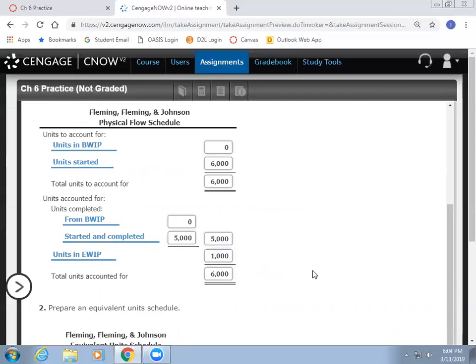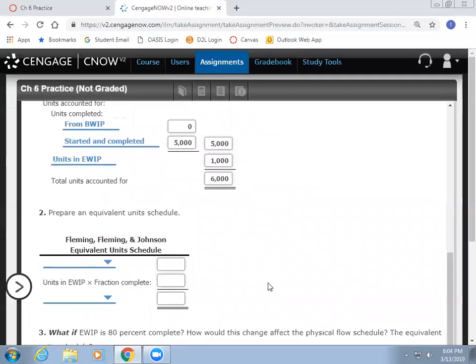Again, in order to assign a unit cost, we need to calculate equivalent units of production. So for the equivalent unit schedule, obviously if they were completed and transferred out, they are 100% complete. For your equivalent units of production, you're always going to calculate it on completed and transferred out, and the ending work in process. So the first line will just be units completed. And that was 5,000 from our schedule. We completed 5,000 units, and those are 100% complete.